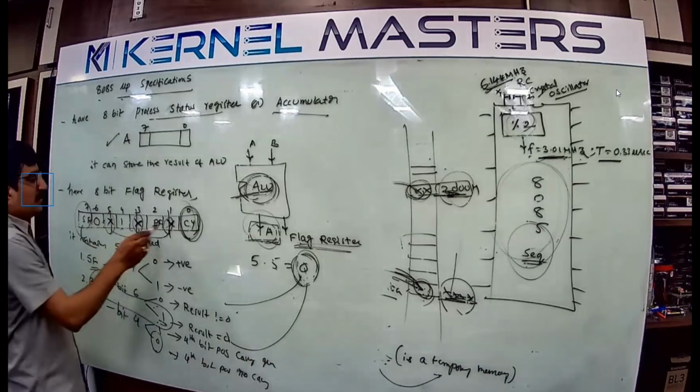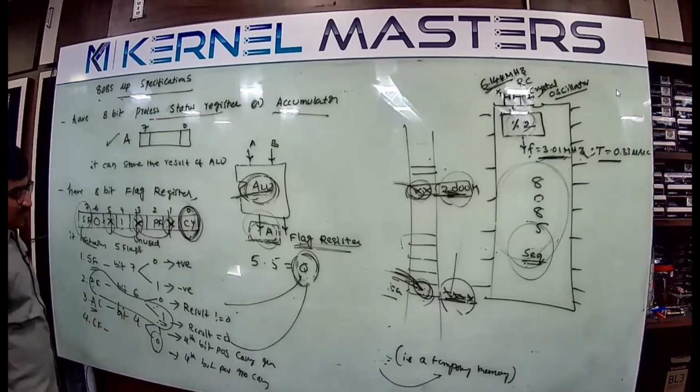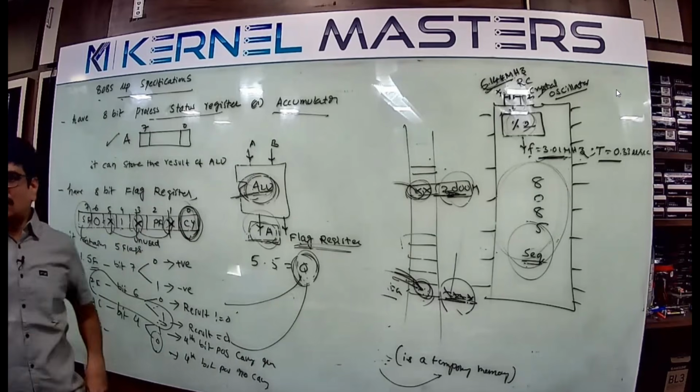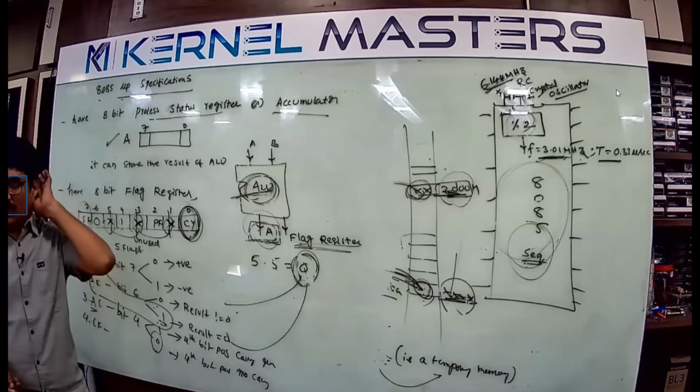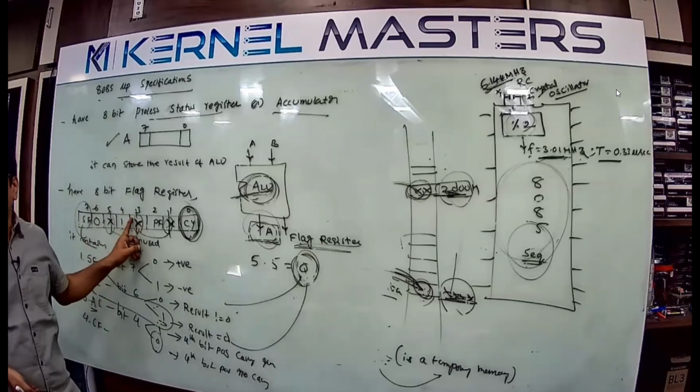Sir, can you explain this again? What is this carry? After addition, is any carry generated? When we add the binary numbers, if the carry is at the 4th bit position, that is called AC. Okay, understood.